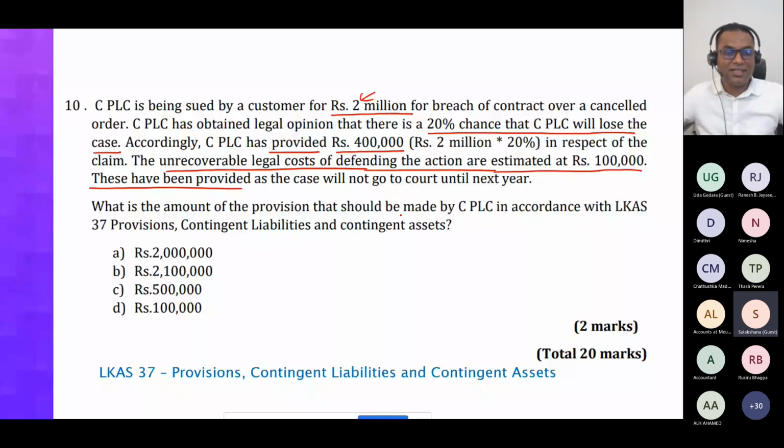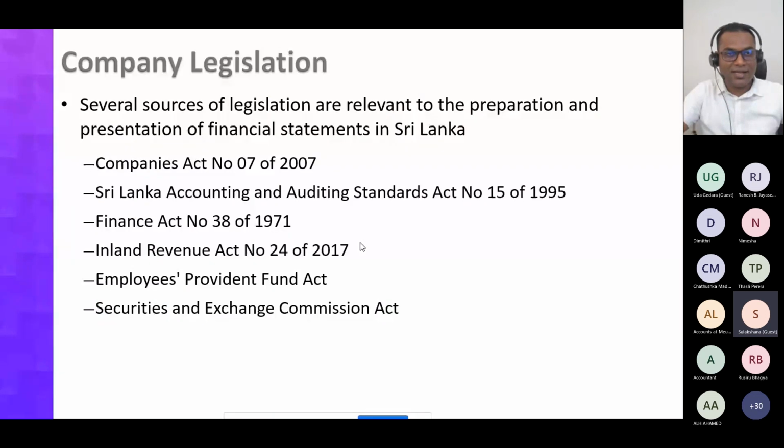So what is the answer to the question? Answer D. What is the amount of the provision that should be made in CPLC's financial statements as per LKAS 37, Provisions, Contingent Liabilities and Contingent Assets? Is that clear with you? I hope you are clear with this. Any questions? With that, we have answered all the objective test questions in question number 1. Now I will explain question number 7, which is about standard development.